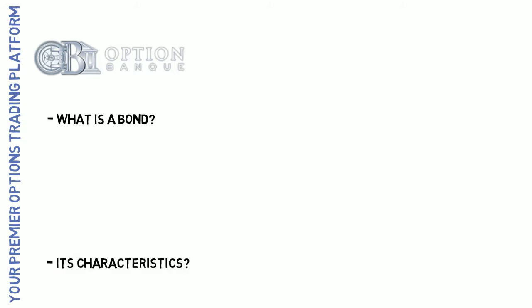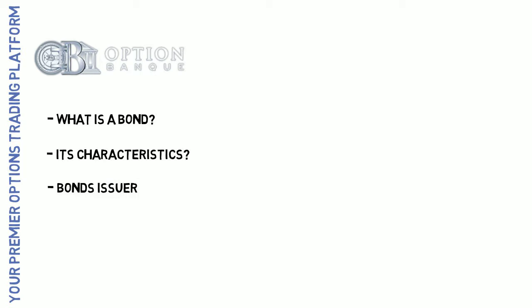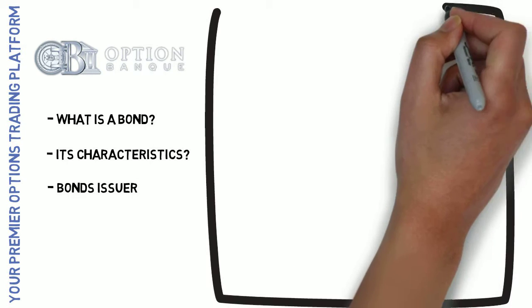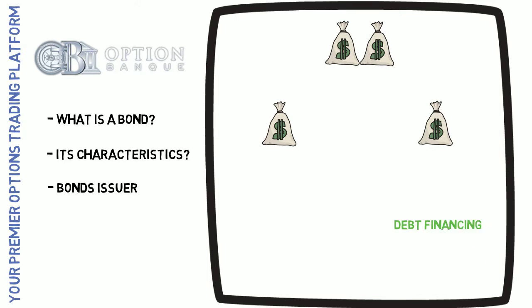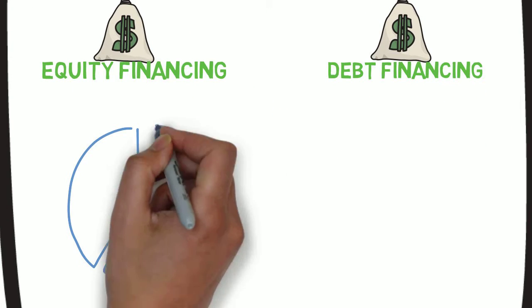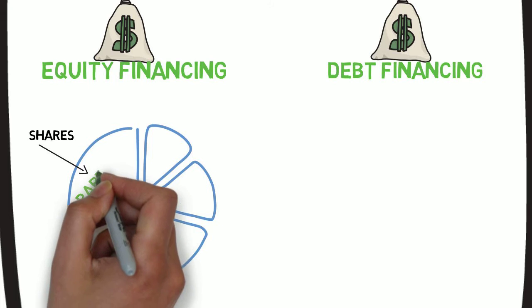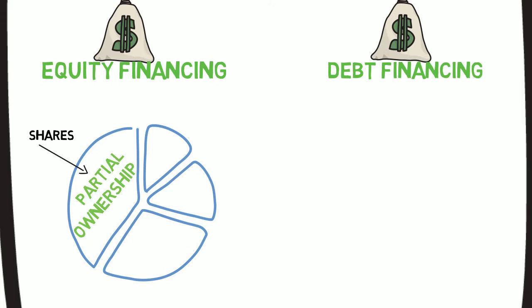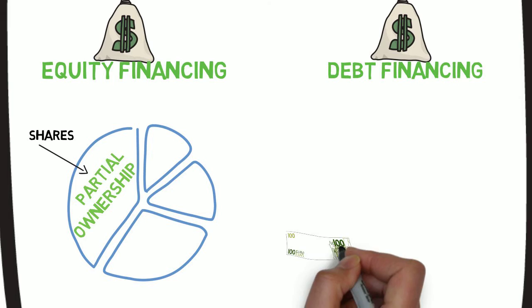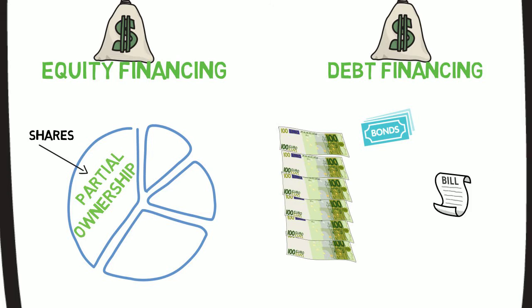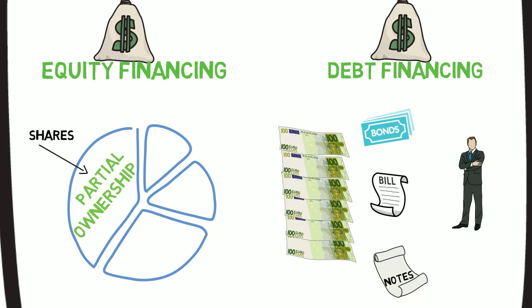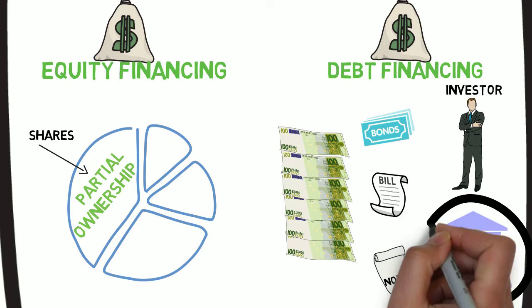In this video, we shall discuss what is a bond, its characteristics, and bond issuers. When a company needs money, it can use two basic means to obtain financing: debt financing and equity financing. While equity involves the issuing of shares which represent partial ownership and contain a high level of risk for the buyers, debt financing occurs when a firm raises money for working capital or capital expenditure by selling bonds, bills or notes to individuals or institutional investors, instead of obtaining loans directly from a bank.